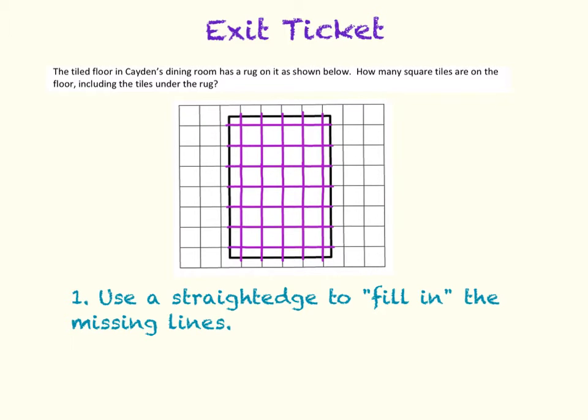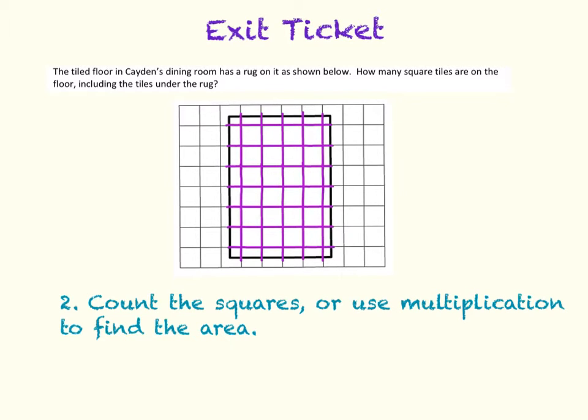So here we have filled in our array, and so we've followed the columns and the rows. Our next step is to count the squares or use multiplication to find the area. If you choose to count the squares, it's important to recognize what a square is. So like this is one whole square. Just because there's a black line in it doesn't mean it's a separate square.